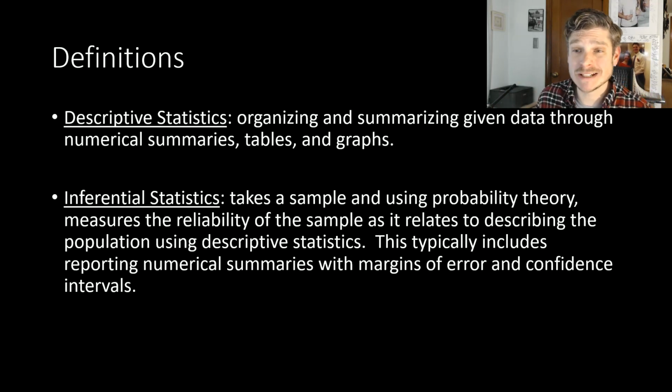Now, when we talk about statistics, there are really two types. There are descriptive statistics, which organize and summarize data through numerical summaries like the mean, median, and mode, or by creating tables or making graphs. You're basically just describing the data. Inferential statistics takes it a step further. This is where we take our sample and our descriptive statistics, but we also apply probability theory to that sample as it relates to our population, and from there determine how reliable our results would be.